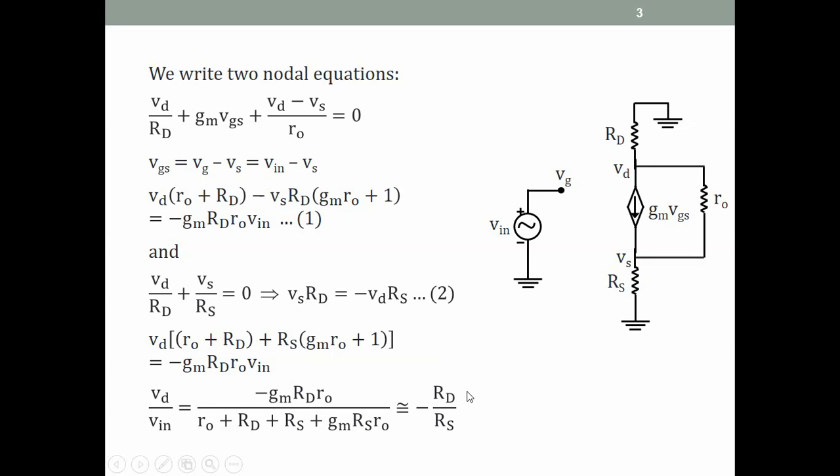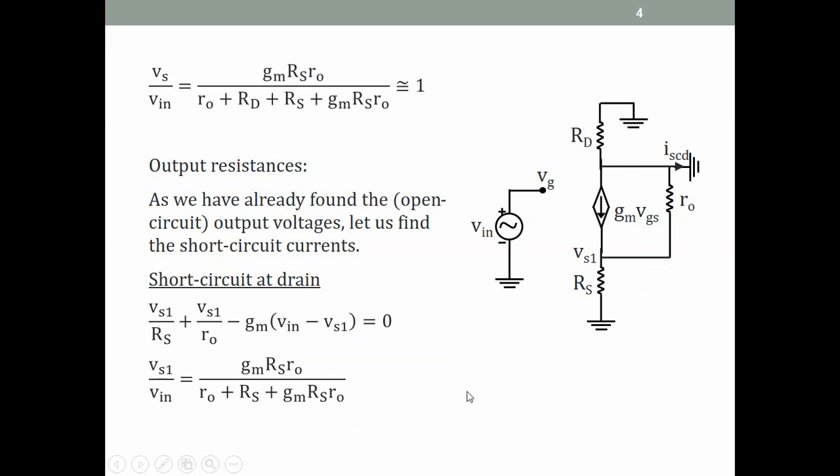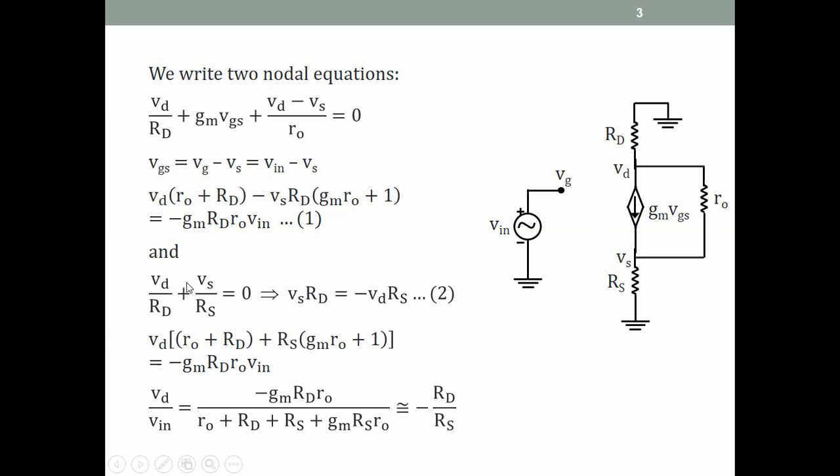Okay, we'll come back to this in a minute. Let us find the output resistance. I've written the Vs by Vin first. So we've got Vd by Vin, and then we utilize this. We know Vs is related to Vd. So I want to find Vs. It's Vs equal to minus Rs by Rd Vd. And Vd is known, so minus Rs by Rd of all this.